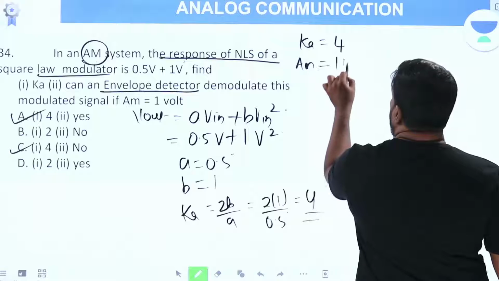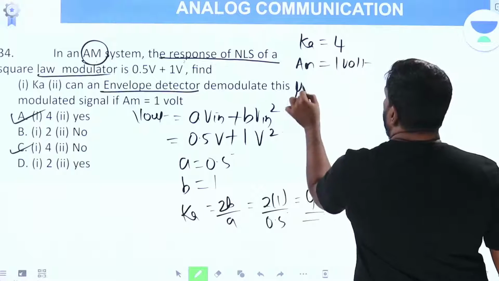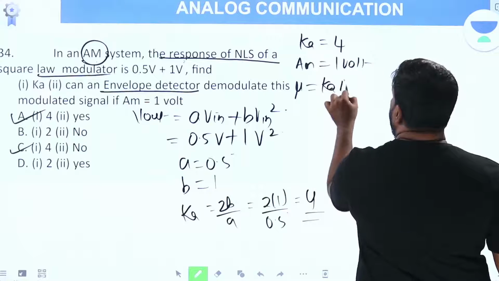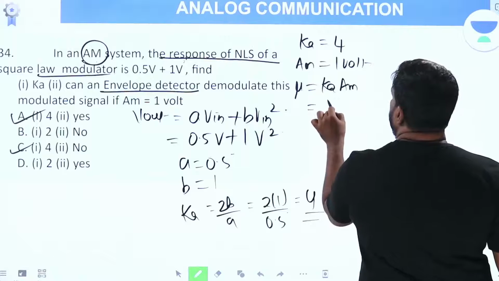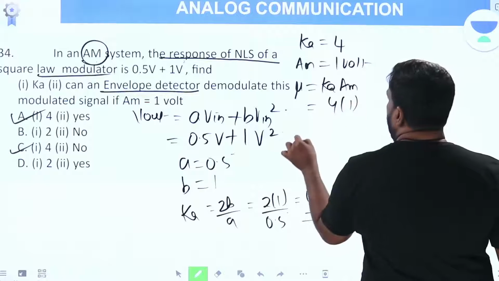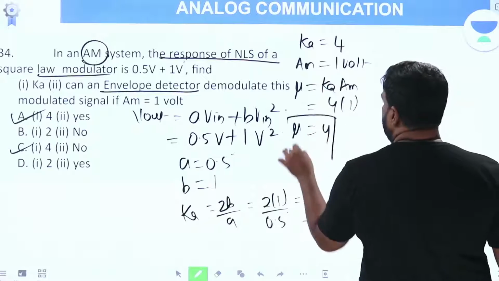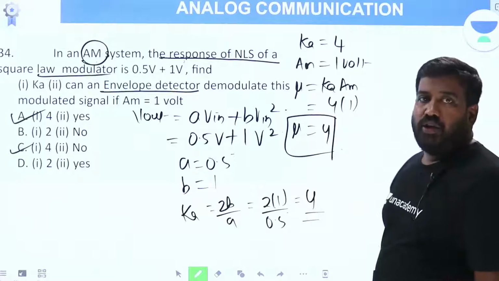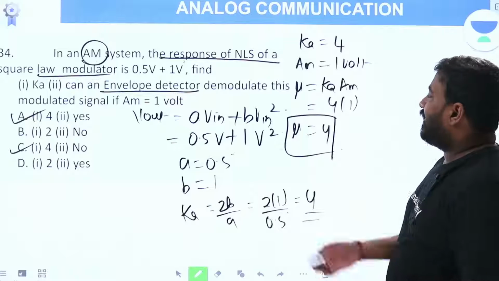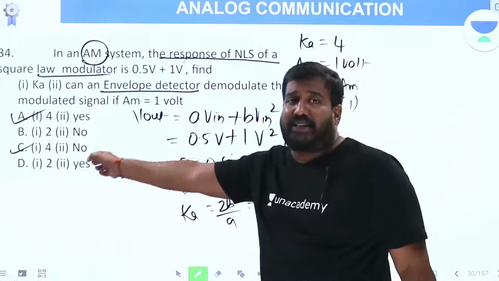Am is given as 1 volt. Mu is equal to Ka into Am, which is 4 into 1. Mu is 4. You got mu is 4. Now he's asking, can an envelope detector demodulate this signal?